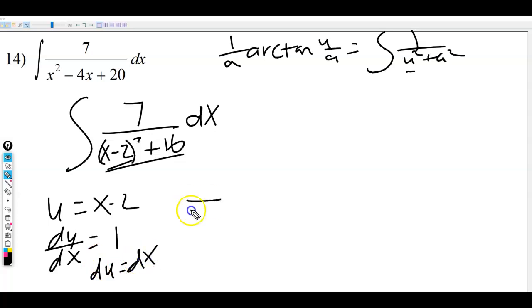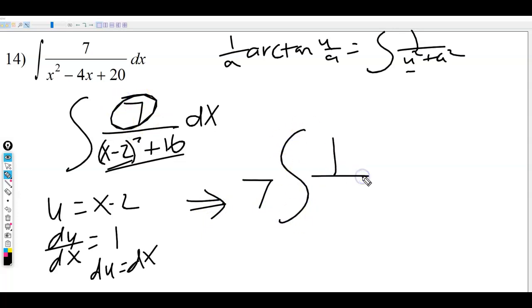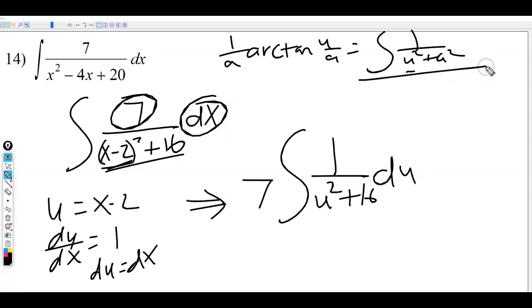And so now we can rewrite our integral like this. First of all, I'm going to put the 7 on the outside. We don't really need that there. We're going to replace the x minus 2 with u, and we're going to replace the dx with just du now. And now you can see how it looks a heck of a lot more like an arctangent problem.